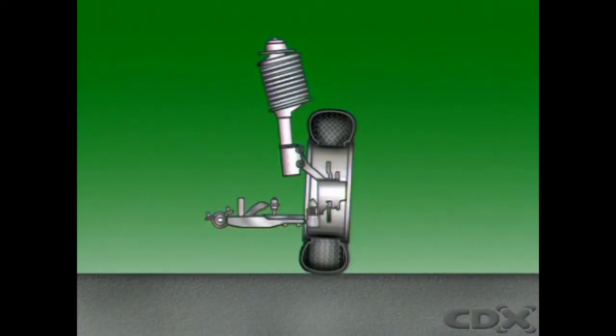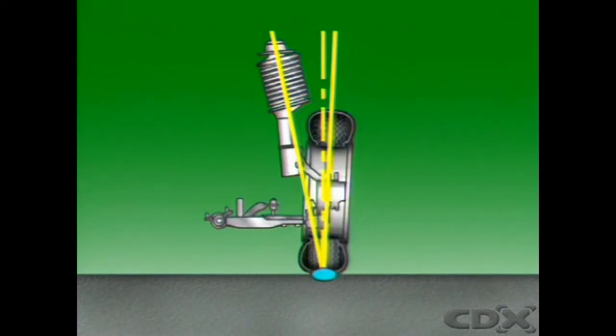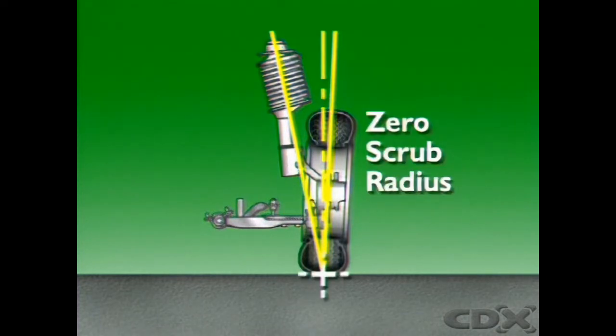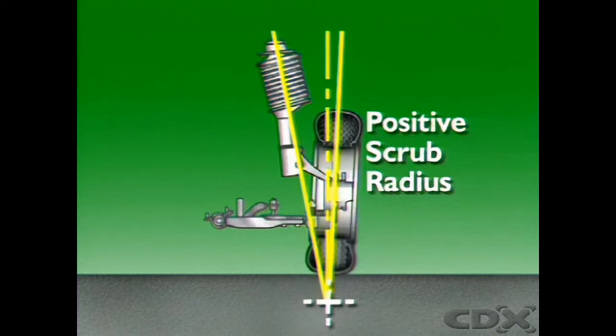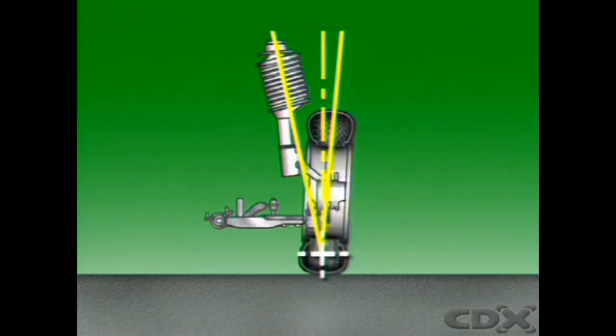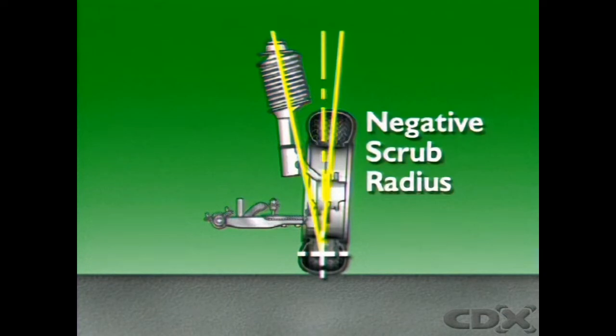Scrub radius is also known as steering offset and scrub geometry. It is the distance between two imaginary points on the road surface. The point of center contact between the road surface and the tire, and the point where the steering axis centerline contacts the road surface. If these two points intersect at the center of the tire, at the road surface, then the scrub radius is 0. If they intersect below the road surface, scrub radius is positive. If they intersect above the road surface, scrub radius is negative.